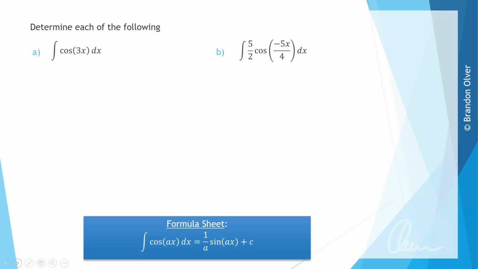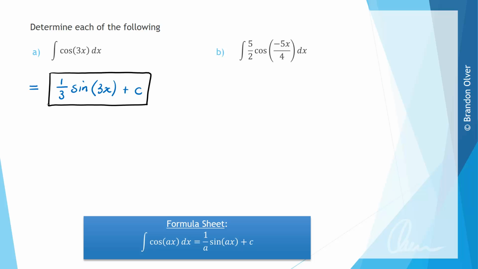So essentially we need to look at the coefficient of x, which is a, and we need to multiply sine by the reciprocal of a, or 1 divided by a. So for part A, this is equal to 1 divided by a, which is 3, times sine of 3x plus c. So that would be the answer to part A of this example.